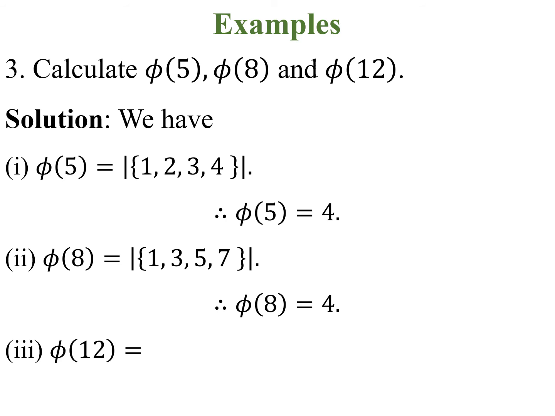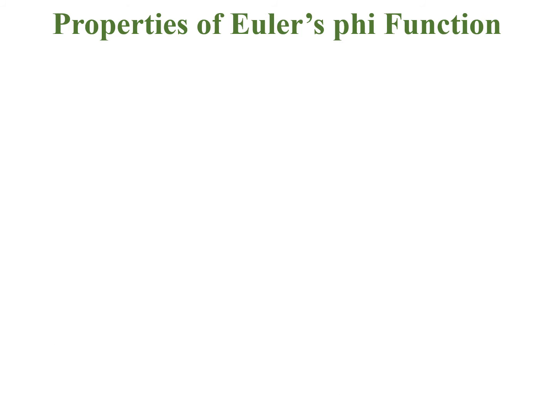Now phi of 12. To find phi of 12, again there are 12 positive integers, 1 to 12, less than or equal to 12. Among them, 2, 3, 4, 6, 8, 9, 10, 12 are not co-prime to 12. Only the positive integers co-prime to 12 are 1, 5, 7 and 11. Again these are 4 in number, so phi of 12 is 4. In this way you can find the Euler phi function for any positive integer.